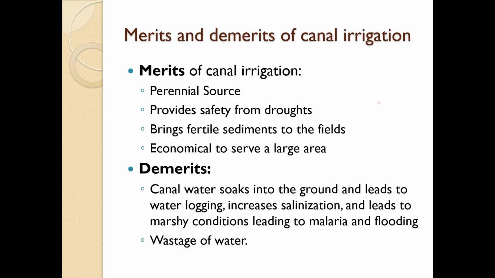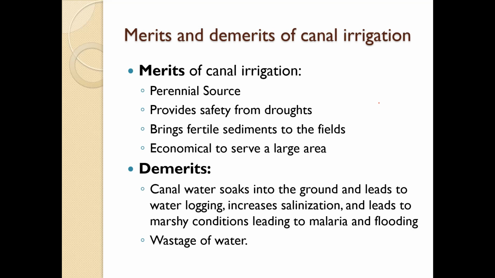Now, what are the merits and demerits of canal irrigation? So far, we have seen well irrigation. So we'll see here the merits and demerits of canal irrigation. The merits of canal irrigation are that it is a perennial source, provides safety from droughts, brings fertile sediments to the fields, and is economical to serve a large area.